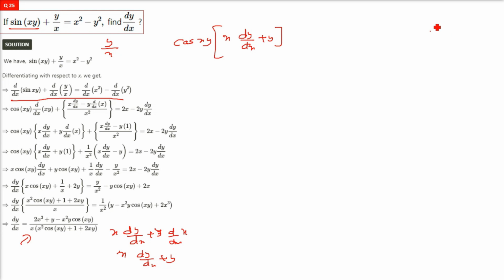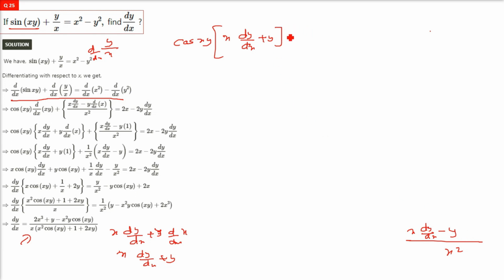So y by x differentiation will be using the quotient rule. So it will be x square in the denominator. I am differentiating y by x: x dy by dx minus y times the derivative of x, which is 1 only, so I am not writing it.